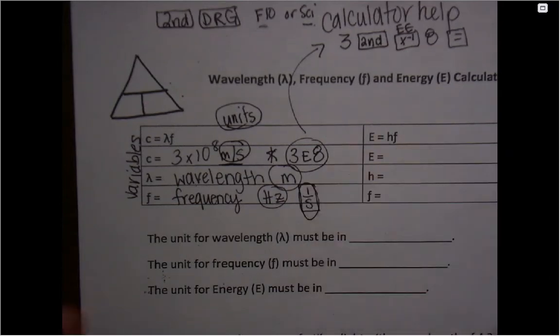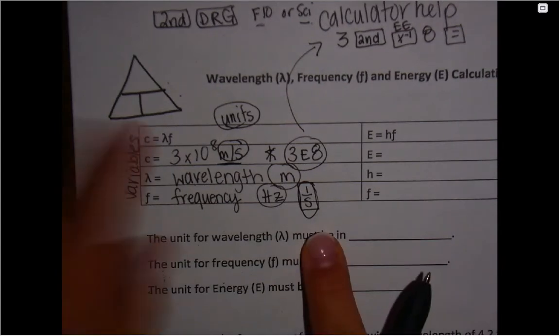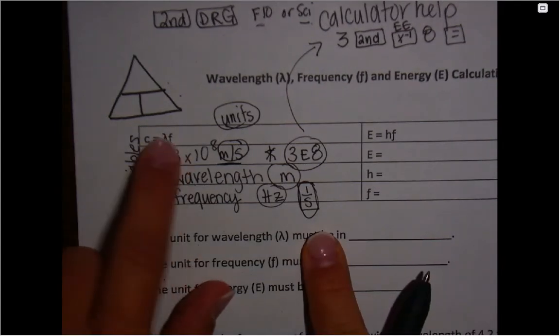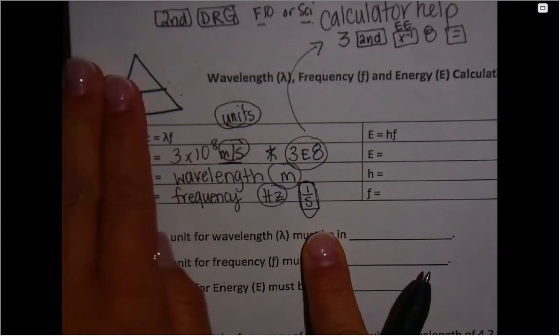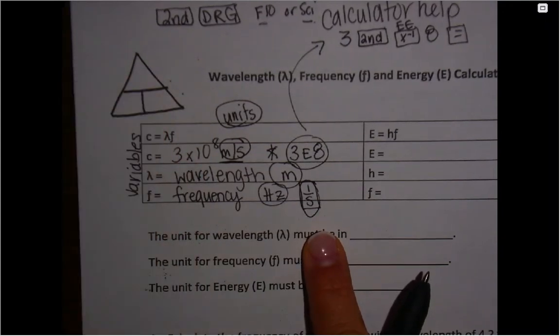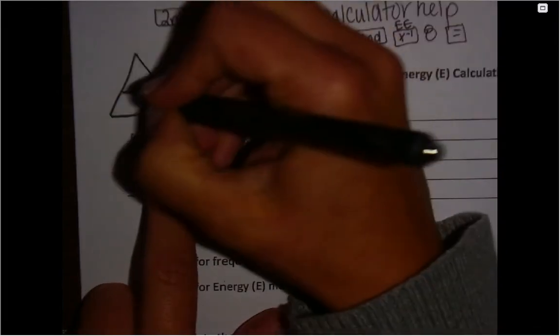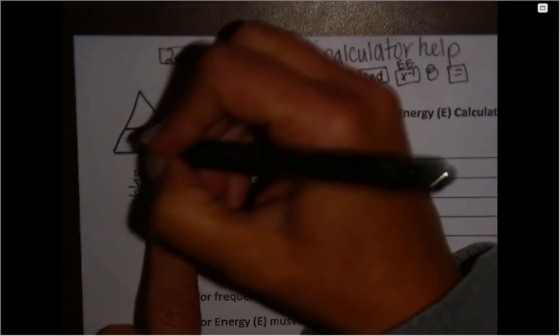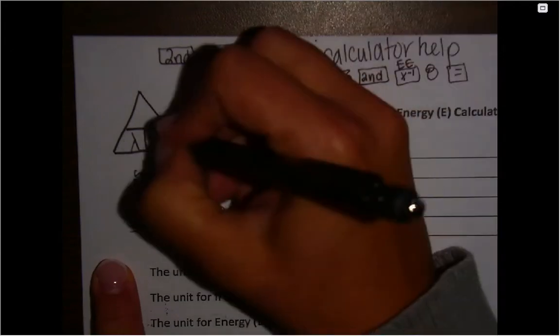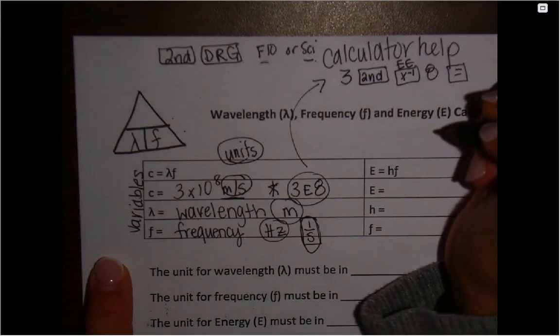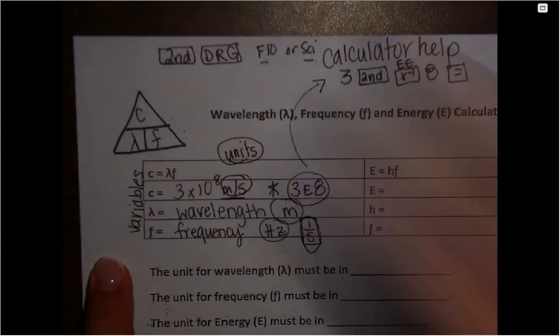All right, cool. Now to fill out our little triangle, you always put the ones that are being multiplied next to each other. So you can always make a triangle for all of your equations that you ever use, right? The stuff that's being multiplied, you leave on the bottom because they're next to each other on the triangle. So we put our little lambda and our frequency, and we would put C on top.